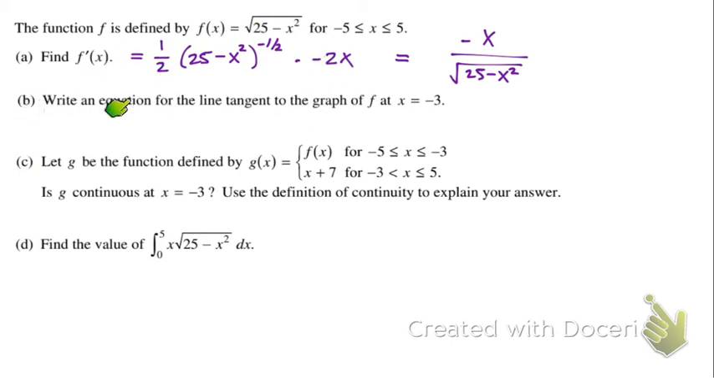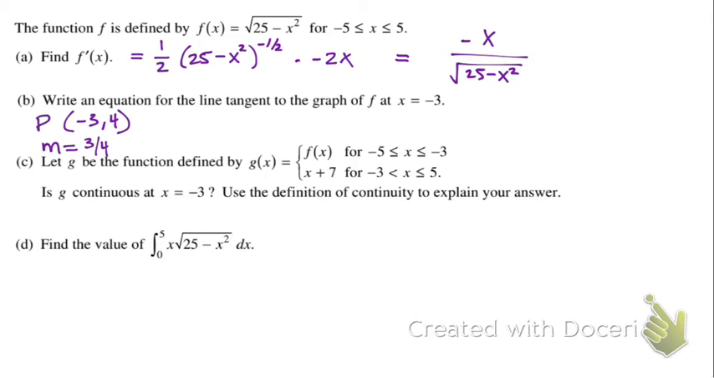Part B, write an equation for the line tangent to the graph of f at x equals -3. Well, if I plug -3 into this function, I get 25 minus -3 squared, which is 25 minus 9. That's 16, and the square root of 16 is 4. So my point is -3, 4. My slope would be plugging in -3 here. The bottom is going to give me 4, and the top is a -3. So it's 3 over 4, or 3/4.